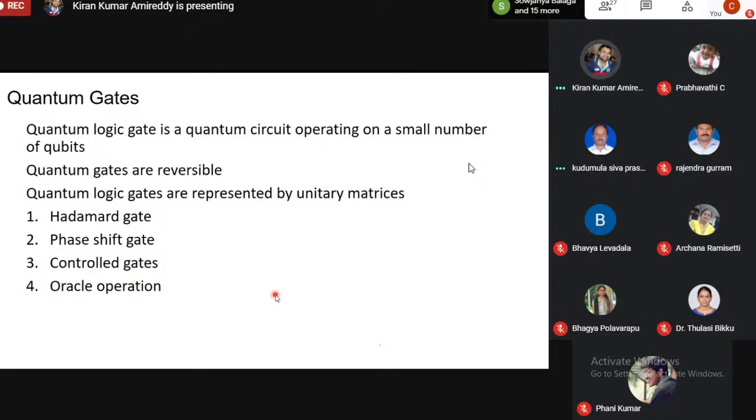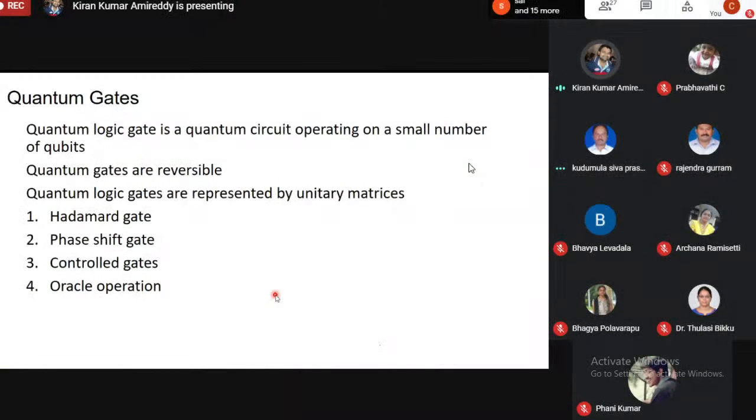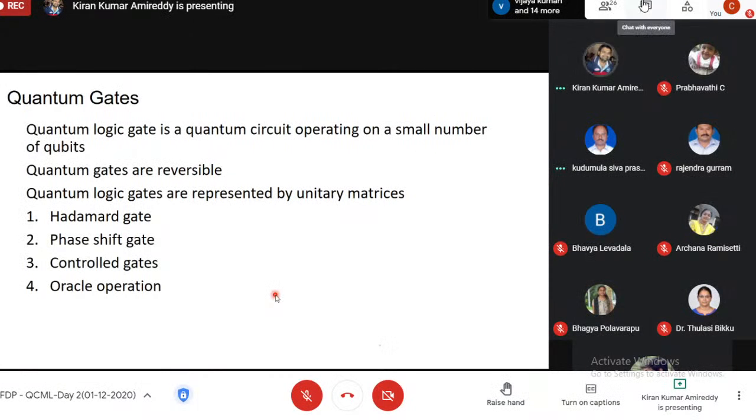The gates can be expressed as unitary matrices. So we'll discuss the Hadamard gate, phase shift gate, controlled gates, and uncontrolled gates as well. And some operations are also needed: one is the Oracle operation and the other is the Hadamard operation, which are essential. Mainly we'll use them in many of the quantum algorithms, the Oracle and Hadamard.